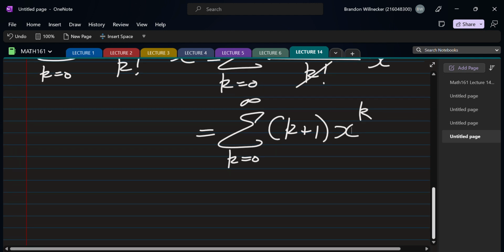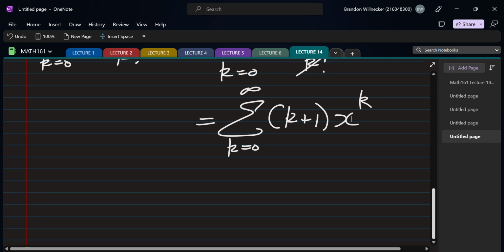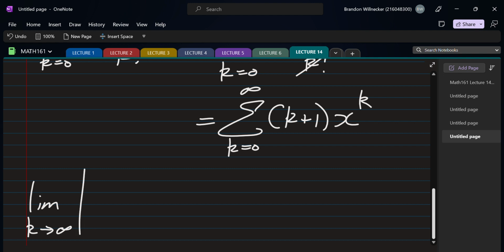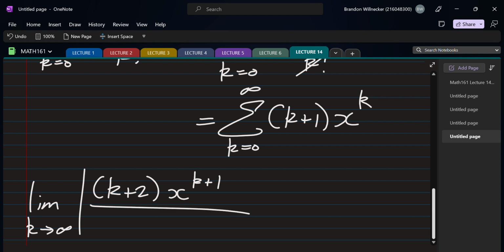Okay, let's see where this converges, and then we'll end the lecture there. So we want the limit as k goes to infinity. The k plus 1 term, so if it's k plus 1, we add 1, so k plus 2, x to the k plus 1, divided by the k term, so that will just be k plus 1, x to the k.